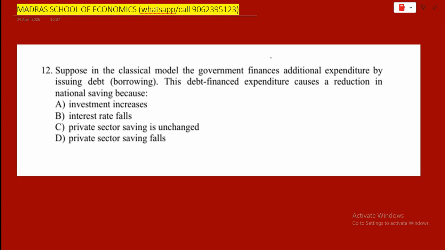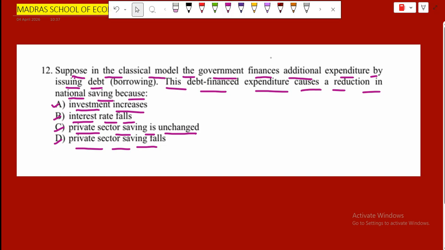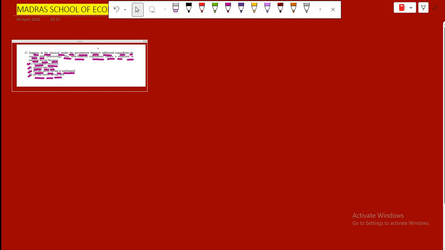Okay, so look at this question number 12. Suppose in the classical model the government finances additional expenditure by issuing debt. Now this debt financed expenditure causes a reduction in national saving because option A says investment increases, option B says interest rate falls, option C says private sector saving is unchanged, and option D says private sector saving falls. Okay, so let's discuss this. Give me a few seconds.